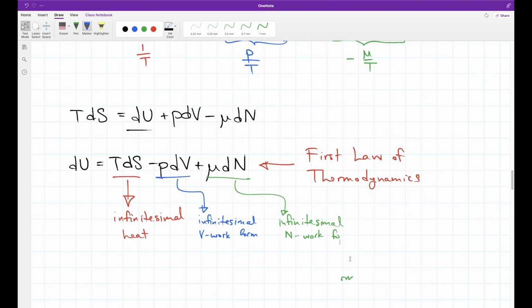And we can be a little bit more general here as well. OneNote has decided to stop working. One moment.